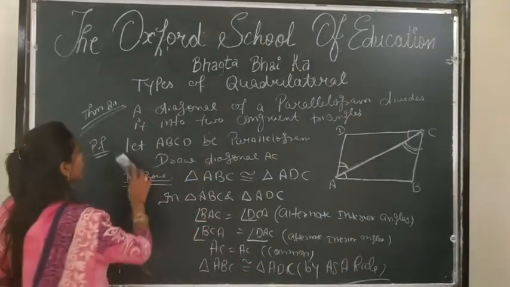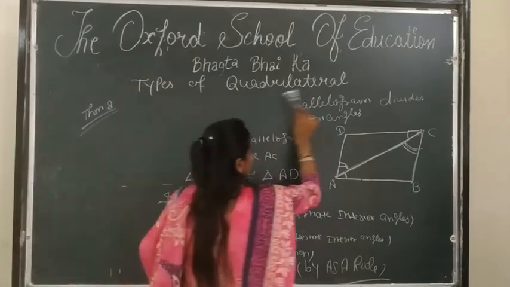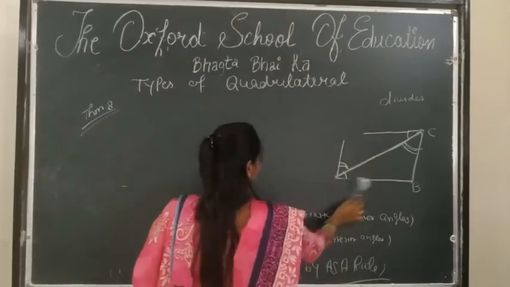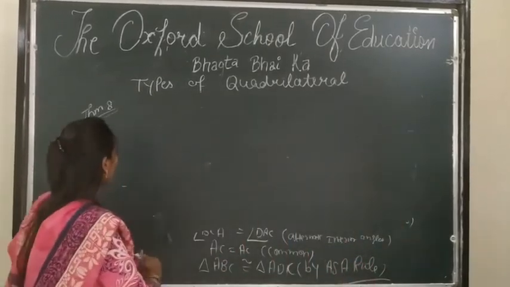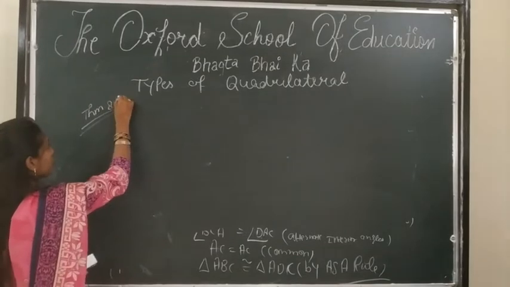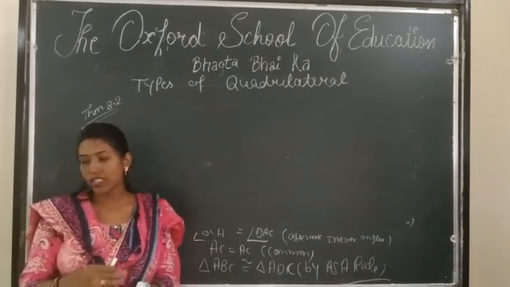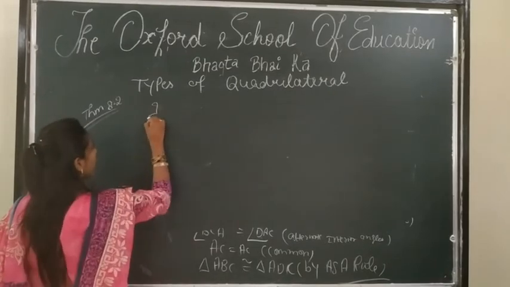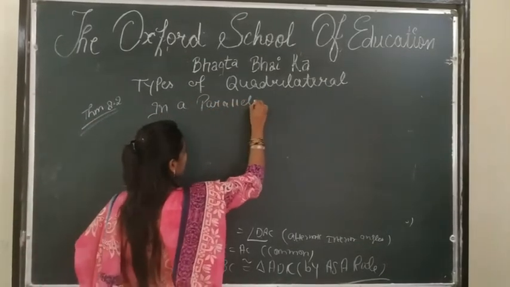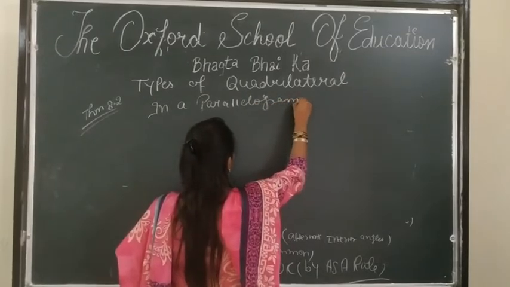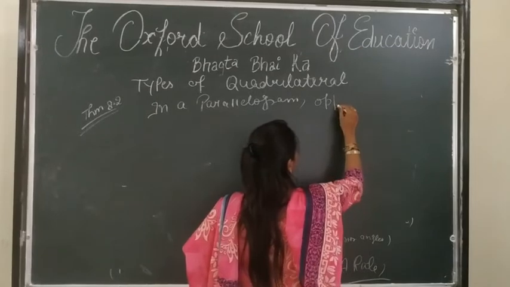Now theorem number 8.2. Theorem number 8.2: in a parallelogram, opposite sides are equal.